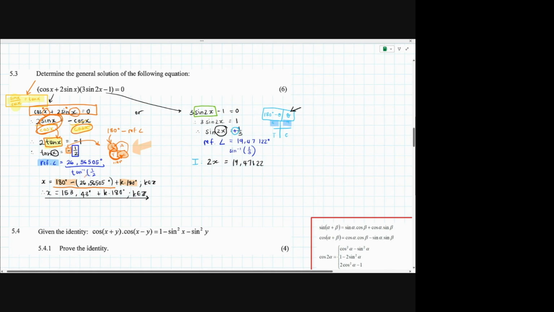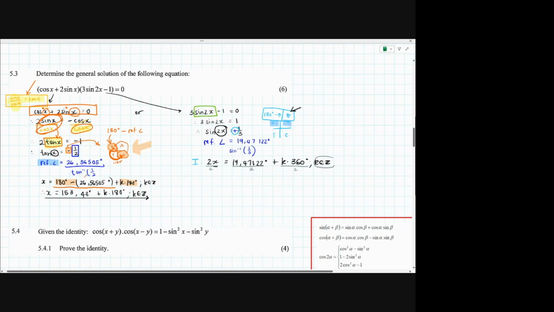Plus k times 360, where k is an integer. And now we go and solve for x. So we're going to divide everything by 2, inverse operations. Now, guys, remember, when you divide by 2, you divide every term by 2. So this divide by 2, this divide by 2, this divide by 2.